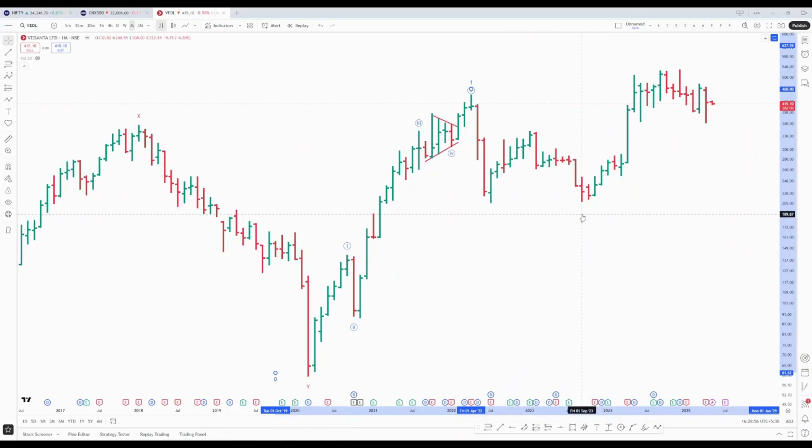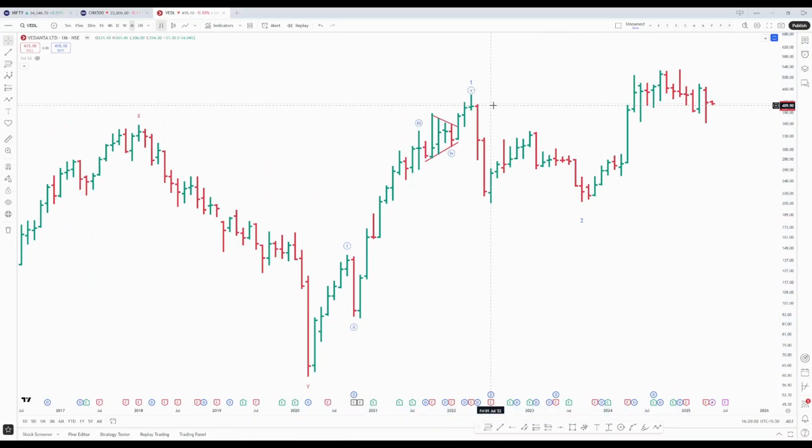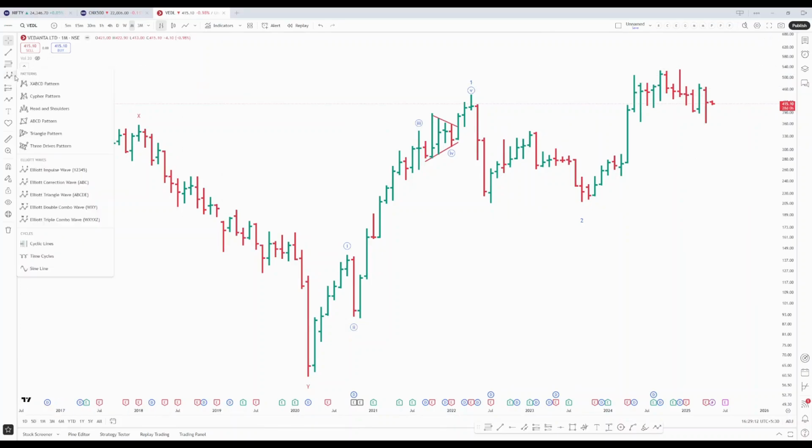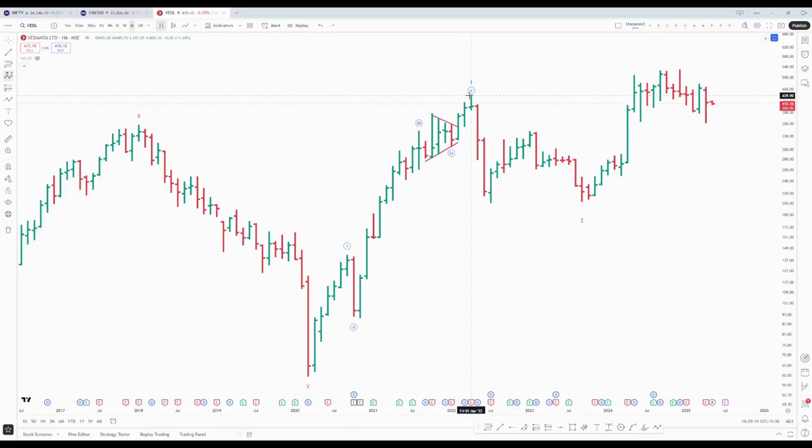So the point remains, it is a corrective pattern, so we don't really have to delve too much into whether it's ABC or WXY, as long as you are sure this is a corrective pattern, right? So let me mark it WXY, because that's more flexible.